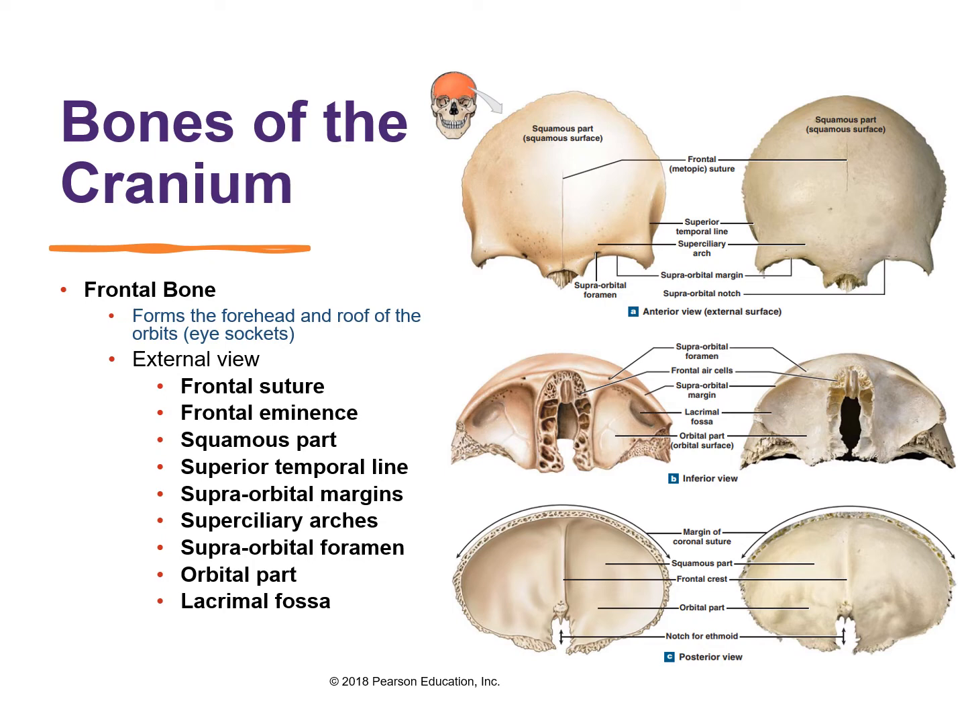Okay, and you can see the orbital parts of the frontal bone is going to form the roughly horizontal roof of each orbit. Okay.